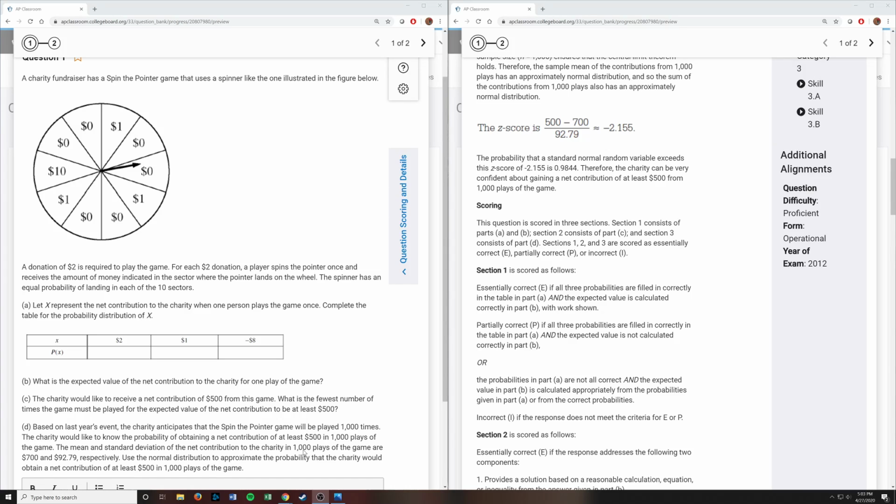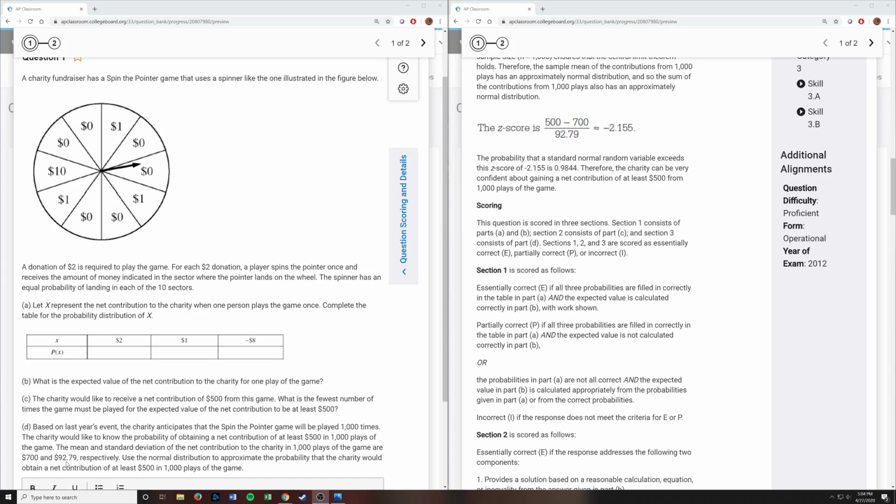You don't have to calculate that. That's pretty nice. This exam was given in 2012. This problem was in 2012's exam. So who knows? Maybe they would have you calculate those now, but this is already A through D. So maybe they'll give you these. $700 is the mean, and the standard deviation is $92.79.